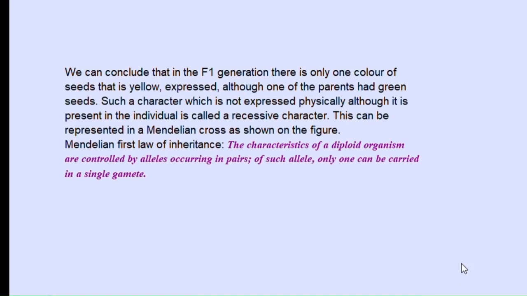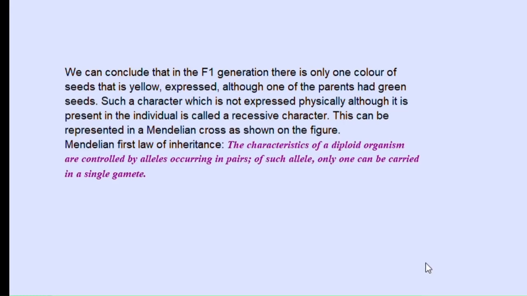We can conclude that in the F1 generation, there is only one color of seeds, that is yellow, expressed, although one of the parents had green seeds. Such a character which is not expressed physically, although it is present in the individual, is called a recessive character. This can be represented in a genetic cross as shown on the figure, Mendelian cross of inheritance.